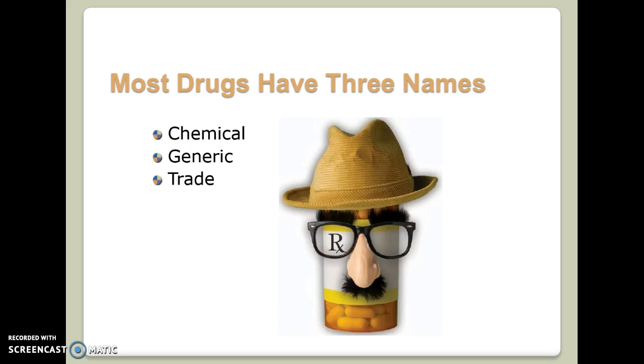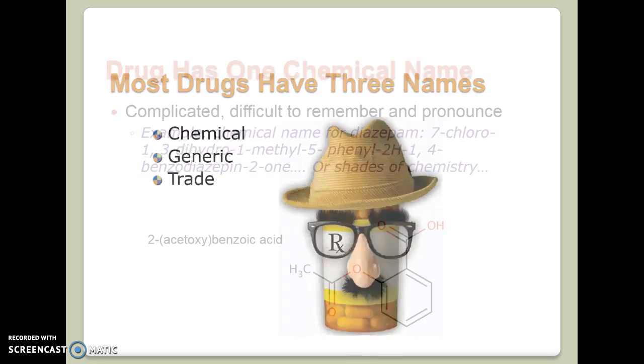Most drugs are going to have three names: the chemical name, the generic name, and the trade name. Of the three, the two that you really end up spending all your time with are the generic and trade names. As you know, the NCLEX is now dealing in generic names only, and so that's what we're going to spend most of our time looking at as we move through NUR 200.